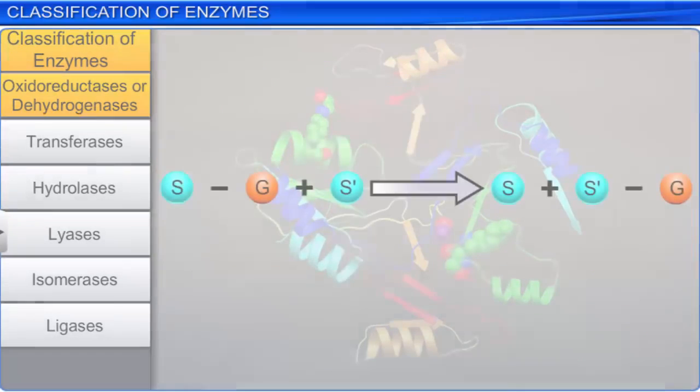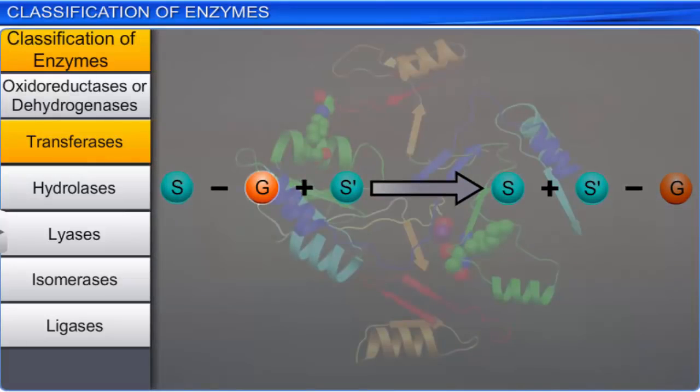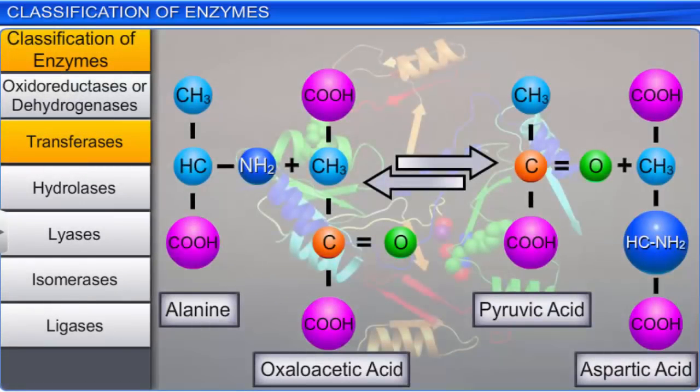The second class of enzymes is transferases. These enzymes catalyze the transfer of a functional group G, other than hydrogen, between the two substrates S and S'. For example, the enzyme transaminase transfers the amino group from alanine to oxaloacetic acid, forming pyruvic acid and aspartic acid.